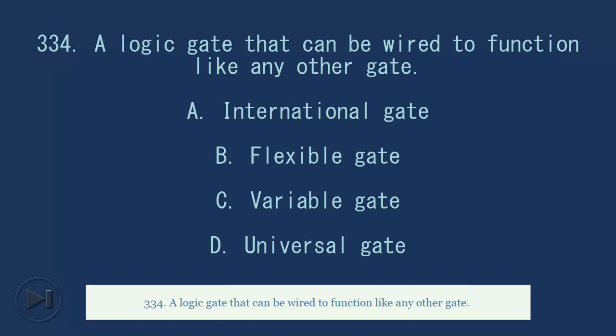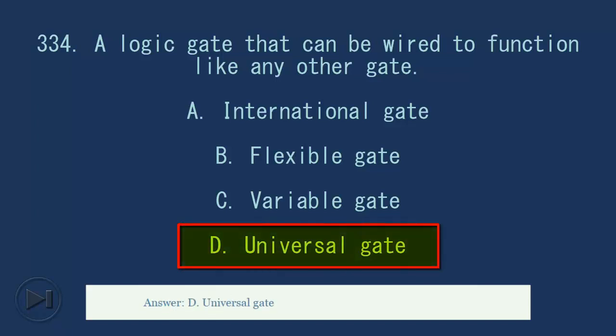334. A logic gate that can be wired to function like any other gate. A. International gate. B. Flexible gate. C. Variable gate. D. Universal gate. Answer, D. Universal gate.